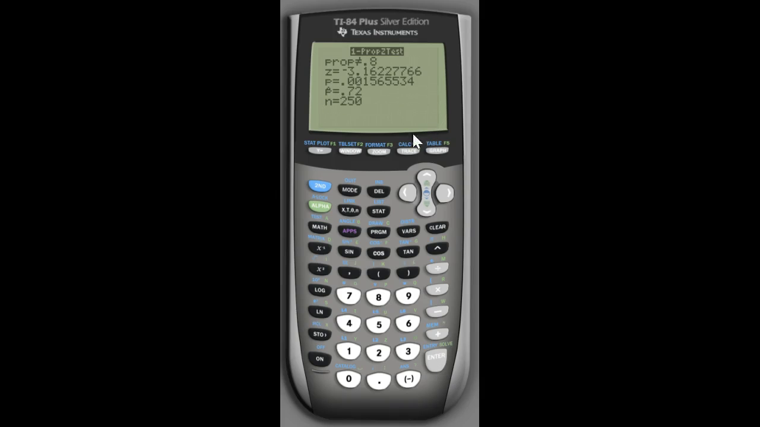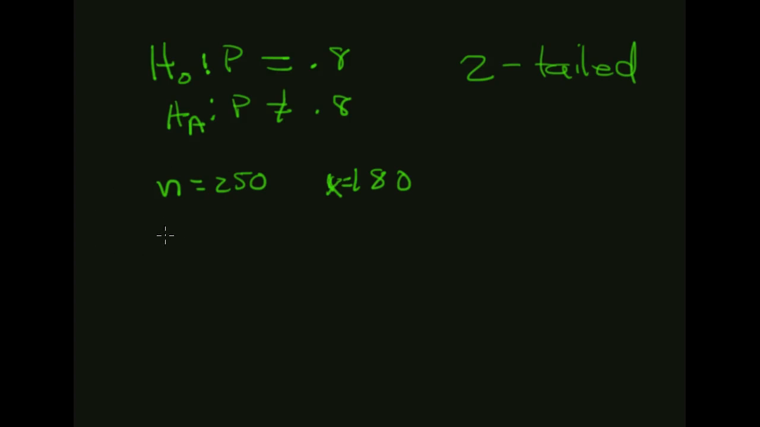Our p-value here is 0.001. That means the probability that the null hypothesis is true is about 1/10 of 1%. That's definitely less than 0.05. Let's look at this from the point of view of the test. We got that p was 0.001, which is significantly less than our significance level of alpha at 0.05.